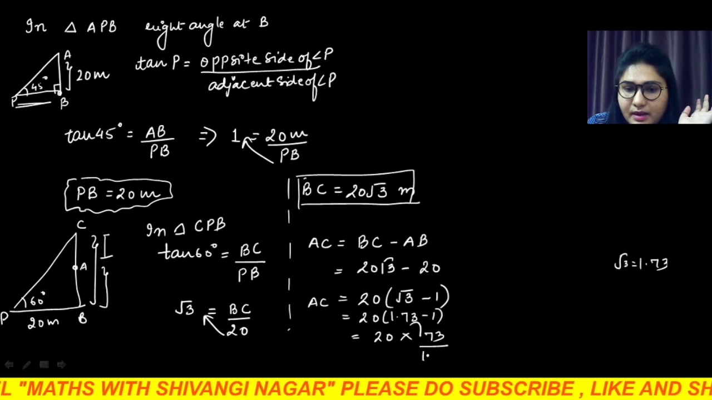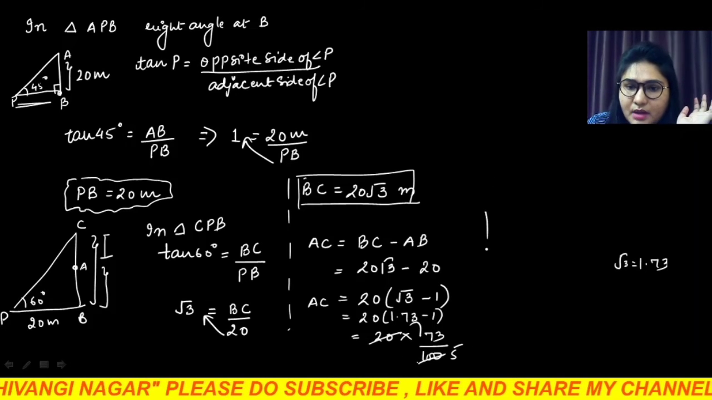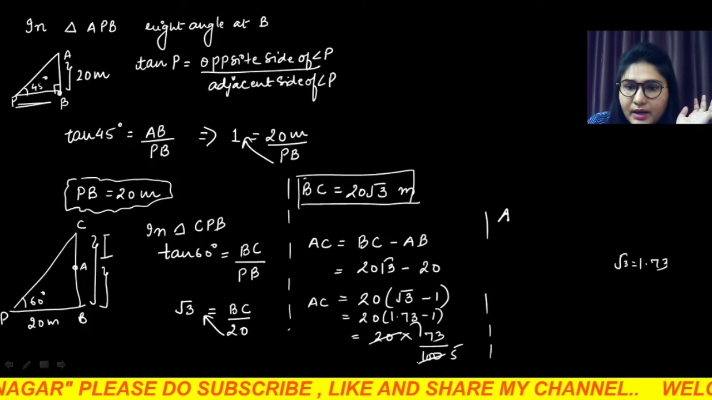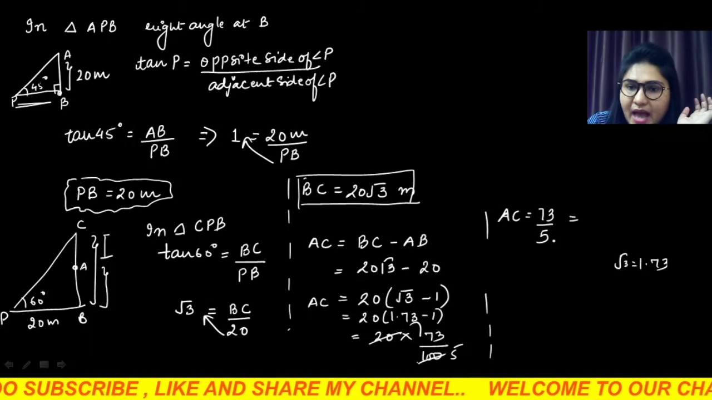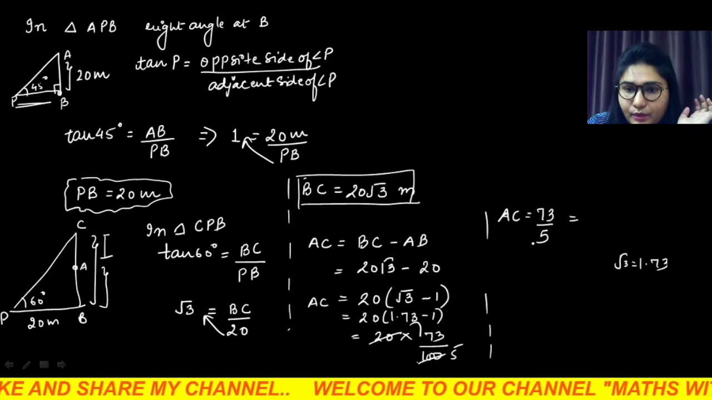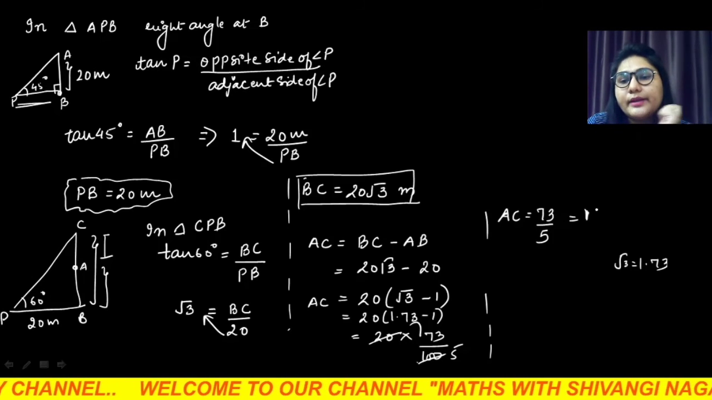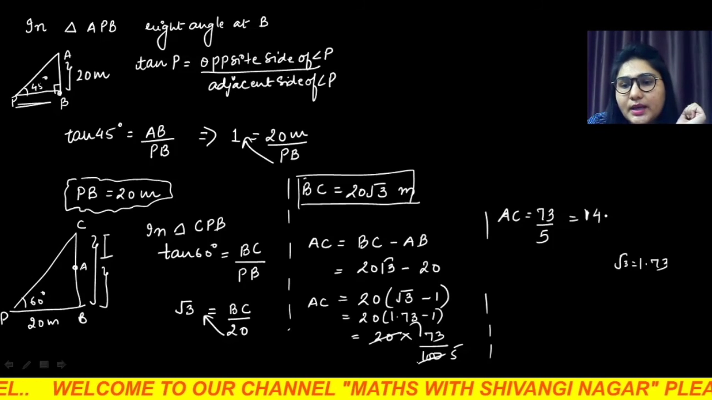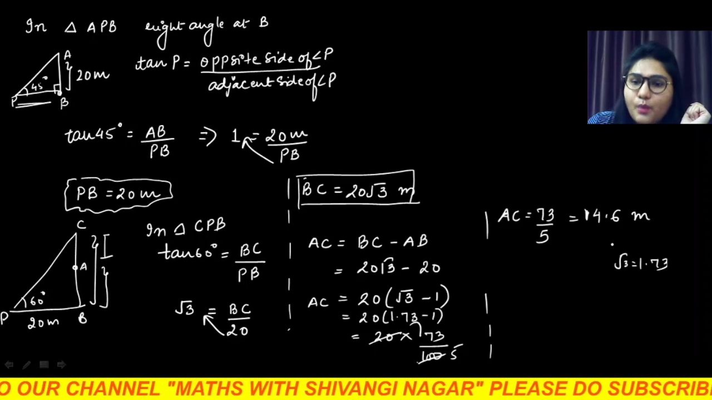So remove this decimal. Place the 100 over here. This 20 cancels 100 5 times. So what we are getting here? We are getting here AC is equals to 73 upon 5. And when you divide it, 73 divided by 5, what you will be getting here? So you will be getting here 14.6.